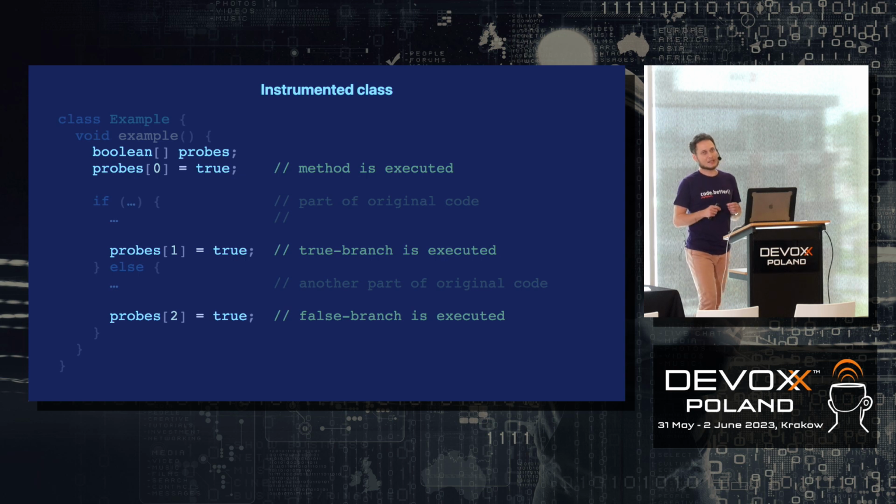Apparently, the easiest and the smallest way to record execution of a certain point in your program is just a Boolean array. It has all the properties that are required.